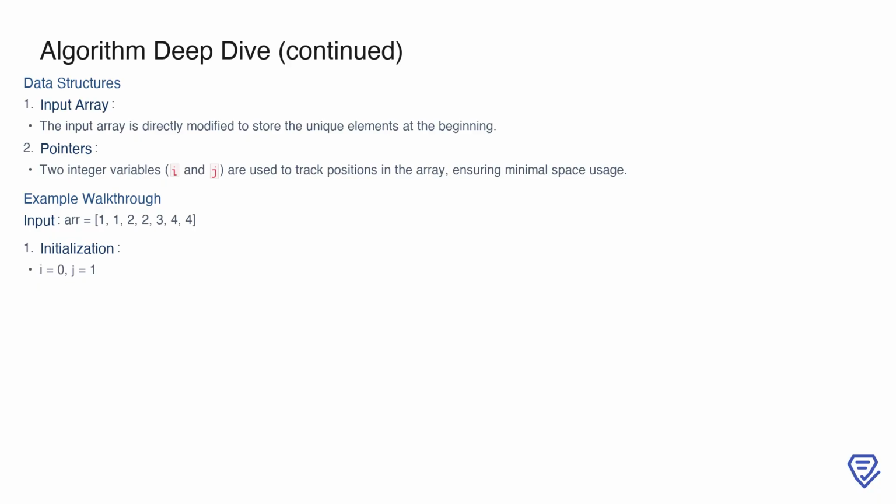Let's consider an example to see this in action. Suppose the input array is 1, 1, 2, 2, 3, 4, 4. Initially, we set i to 0 and j to 1. The slow pointer i will track the position of the last unique element, while the fast pointer j scans for the next unique value. As we iterate through the array, we'll follow a systematic process of comparing the values at these pointers and updating the array as needed.